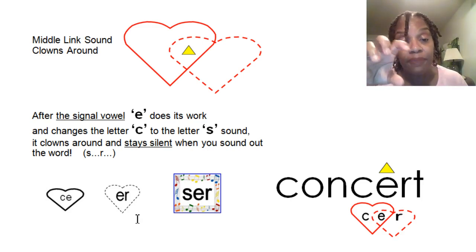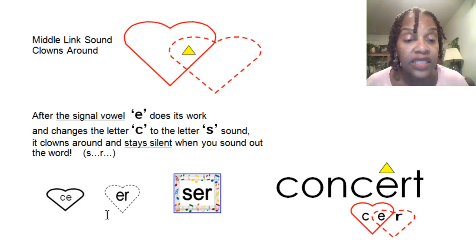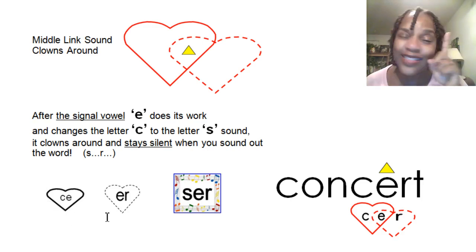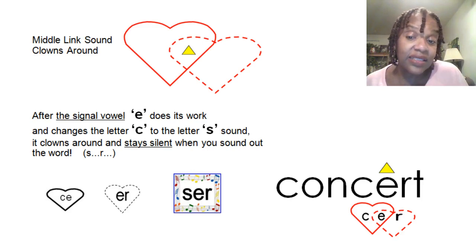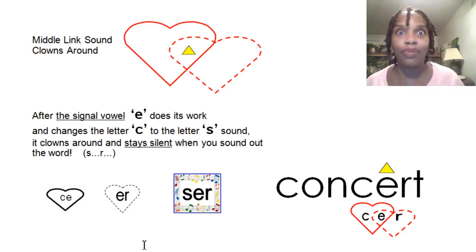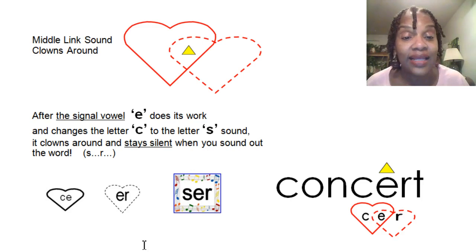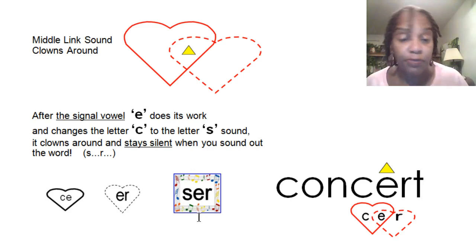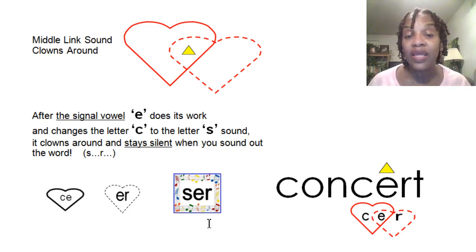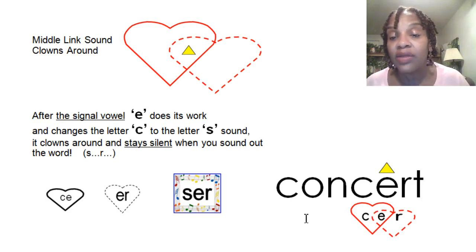So again, after the E, the signal E changes the C to an S. When you sound out the word, the E remains silent. So this word is pronounced sir. It's almost like you can hear the S sound and the R sound, sir. So the sound of this word would be concert.